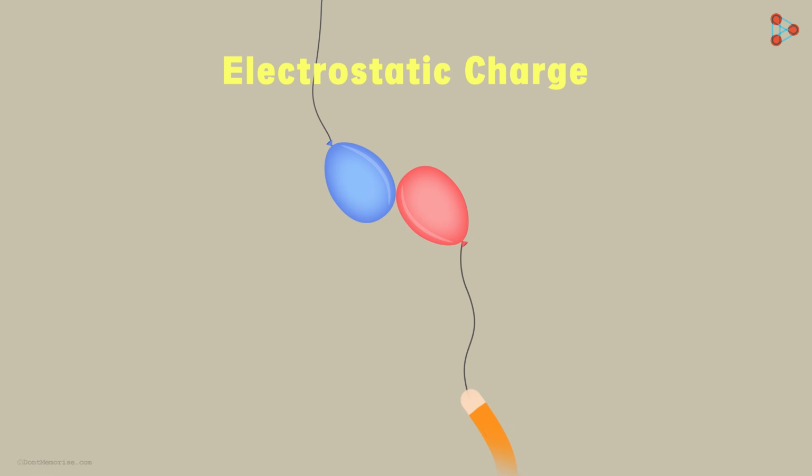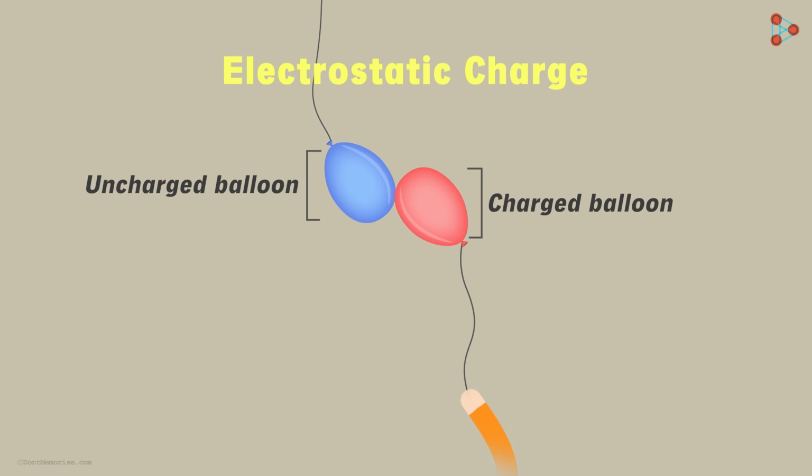Let me repeat. When we rubbed the balloon with the woolen cloth, it acquired some charge. So this balloon is charged now, and this charge is responsible for the force of attraction between the two balloons. What about the suspended balloon? We call it the uncharged balloon since it has no charge. It doesn't have any charge as we haven't rubbed it with anything.